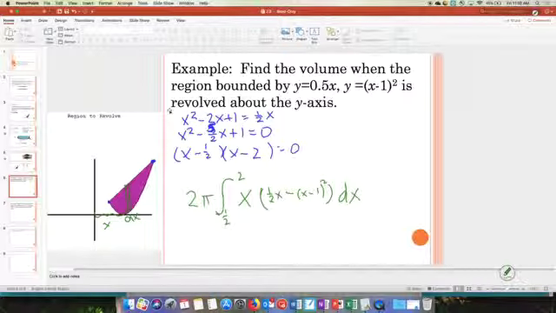Let's talk about why the shell. So are we always just going to multiply it by this? I'm going to say not always, because if we're rotating around like x equals -1, then that's going to change our radius. But we won't worry about that until Monday. So for today, yes. But come Monday, no.